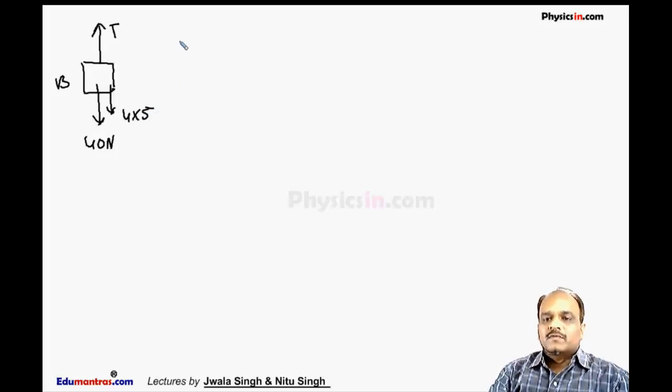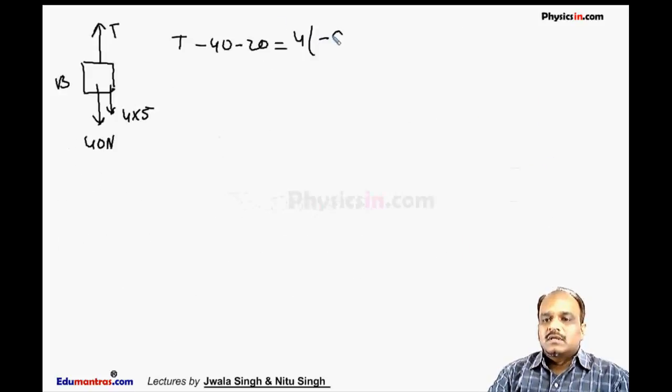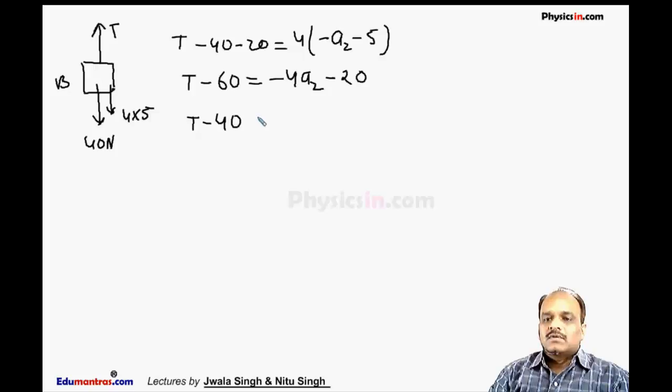Now due to all these forces, we can say T minus 40 minus 20 is equal to the mass of this block, 4, multiplied by the acceleration of this block with respect to the observer, and we know the acceleration of the block with respect to this observer is minus a2 minus 5. This is our second equation. So from here we get T minus 60 is equal to minus 4a2 minus 20, so T minus 40 is equal to minus 4a2. This is our second equation.